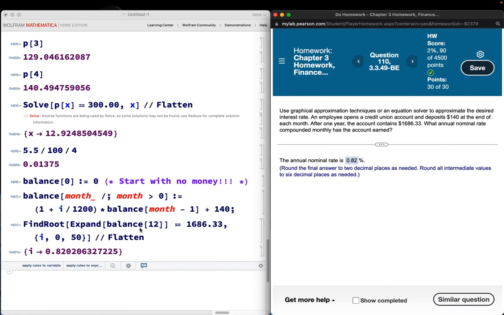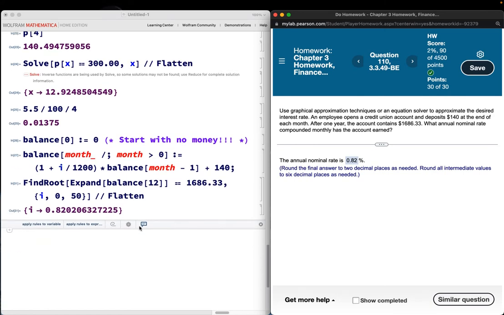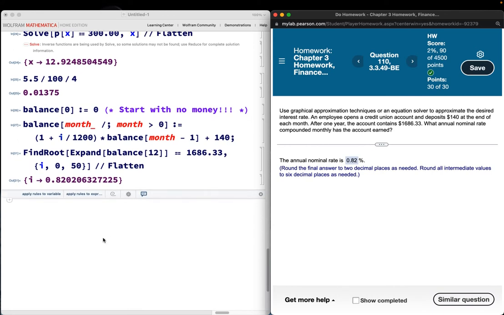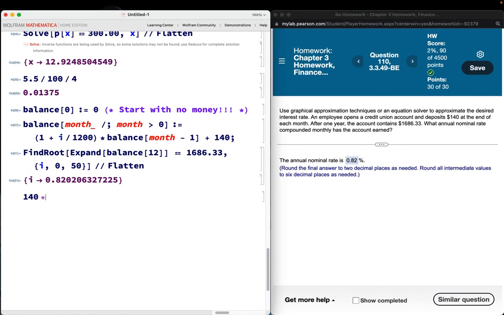Okay, so there you have it. Yeah, 50% is way too big because, if you're depositing $140 a month for 12 months, I would expect a total value of $1,680.